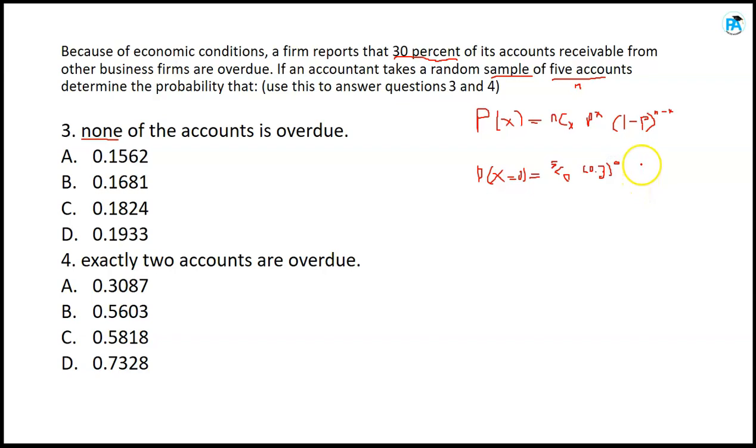0.3 exponent 0 times 1 minus 0.3 exponent what? N minus 0, that is what? N minus k, that's 5 minus 0. Are you following? Yeah. So you can fix the whole of this on your calculator, okay? You can put the whole thing on your calculator.